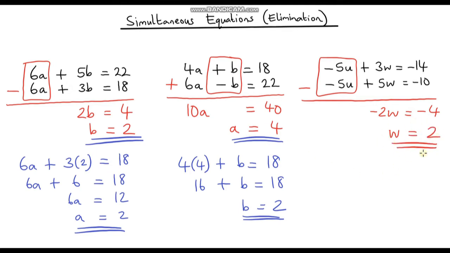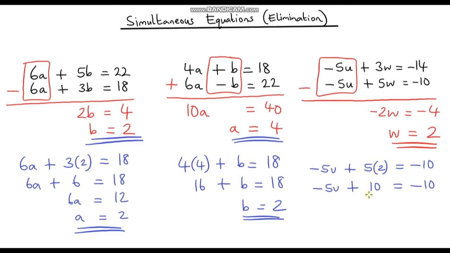So we have found our answer for w. Now we can substitute this back into one of our equations, and let's choose the bottom equation. So we've got negative 5u plus 5w, and we know that w is 2, so it's going to be plus 5 times 2, and that equals negative 10. So we've got negative 5u, and now 5 times 2 is 10, plus 10 equals negative 10.